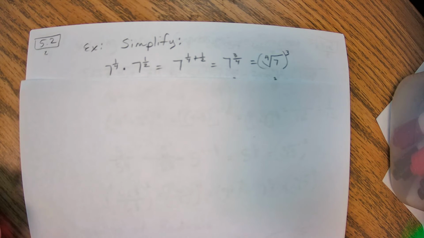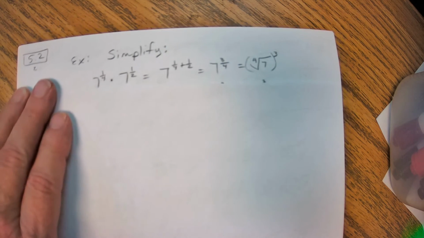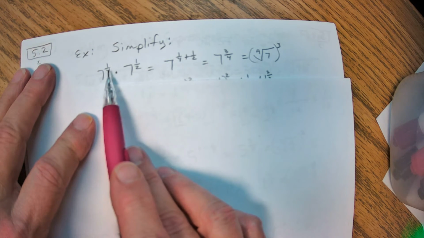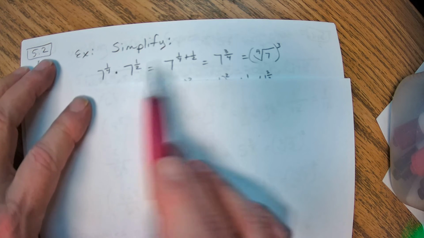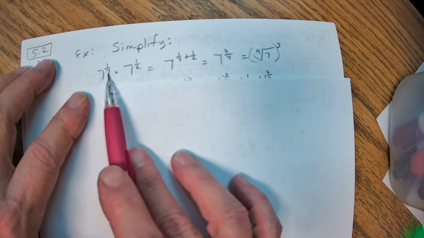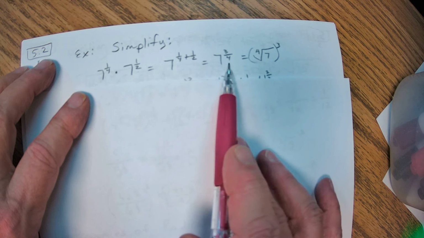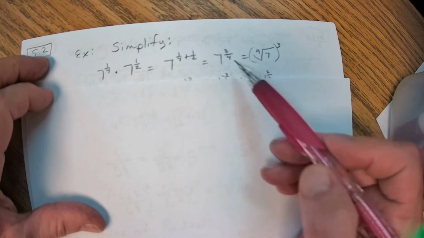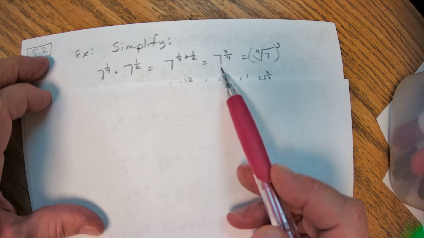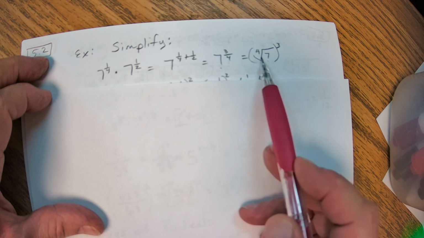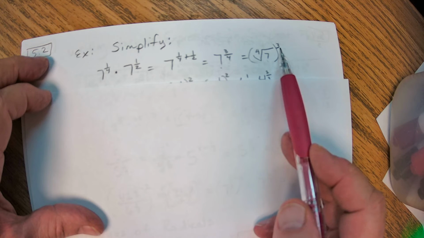Let's do some examples of the kind of problems you're going to be experiencing in 5.2. So you're going to be doing a lot of simplification. This one is 7 to the 1/4 power times 7 to the 1/2. Remember that when you multiply same bases, the exponents get added. And I know that 1/4 plus 1/2 is 3/4. This is the rational expression, and this is in radical form. Remember, the denominator is the index of the root, the numerator is the power.